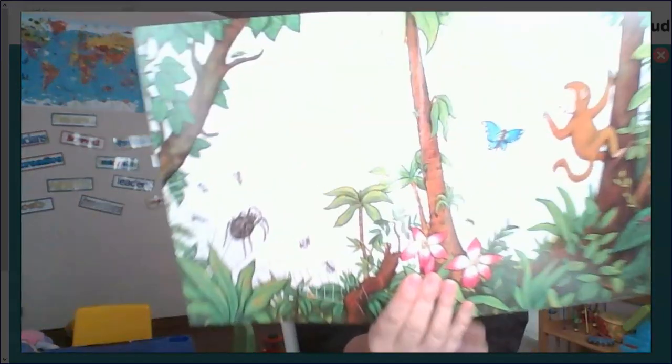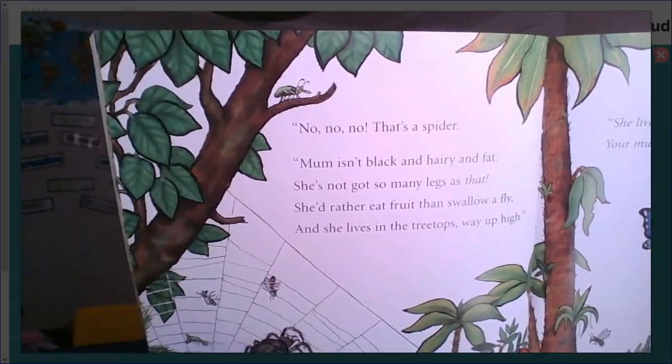No, that's a snake. Mum doesn't look a bit like this. She doesn't slither about and hiss. She doesn't curl around eggs, and anyway, my mum's got more legs. It's legs you're looking for, you say. I know where she is then. Come this way. No, that's a spider. Mum isn't black and hairy and fat. She's not got so many legs as that. She'd rather eat fruit than swallow flies, and she lives in the treetops way up high. She lives in the trees? Well, then you should have said. She's been above us. She's above our heads.